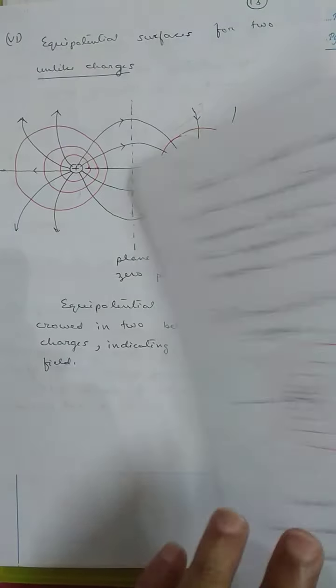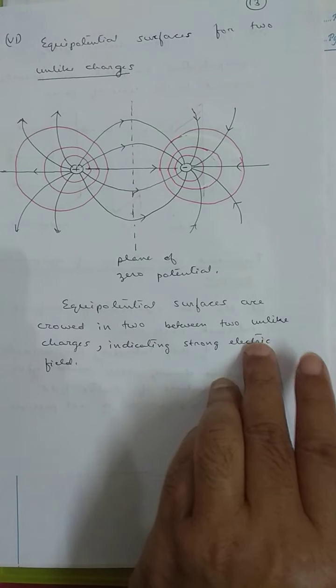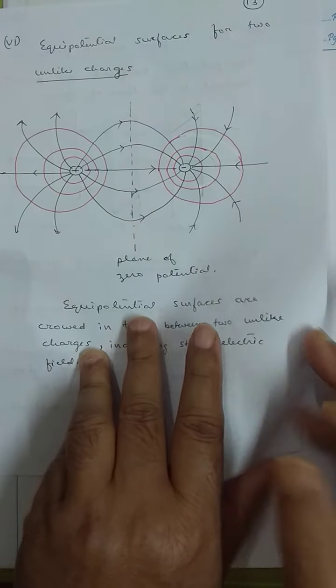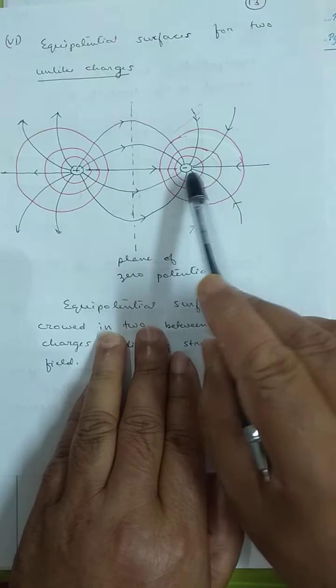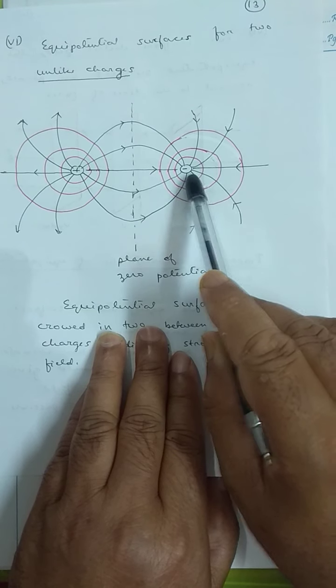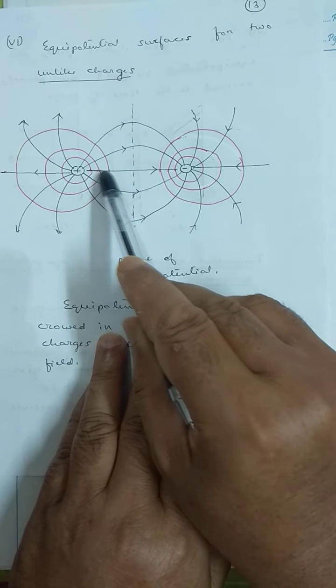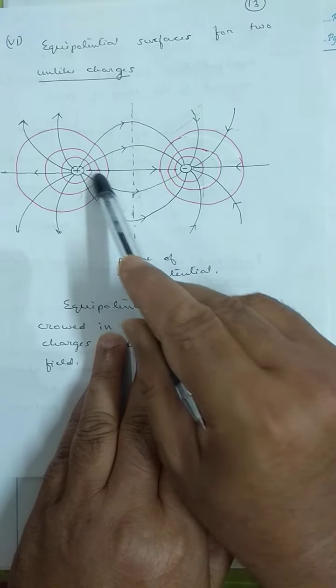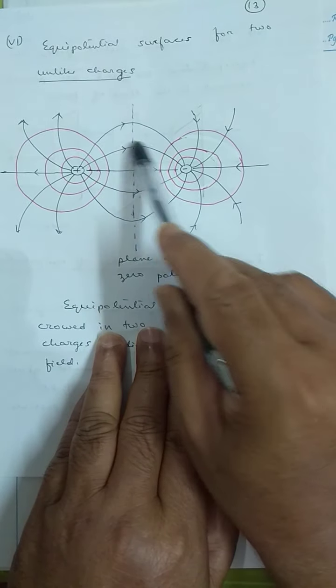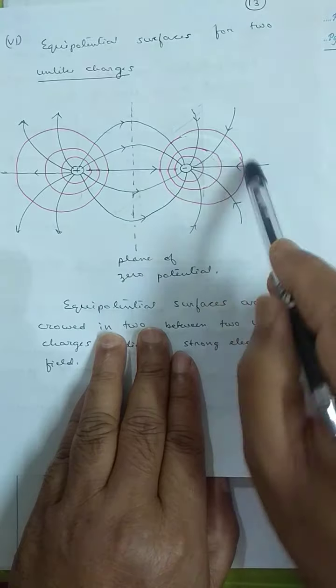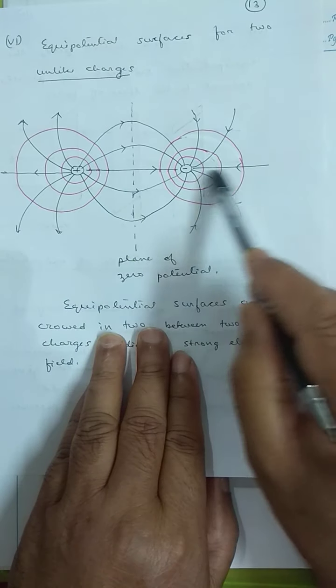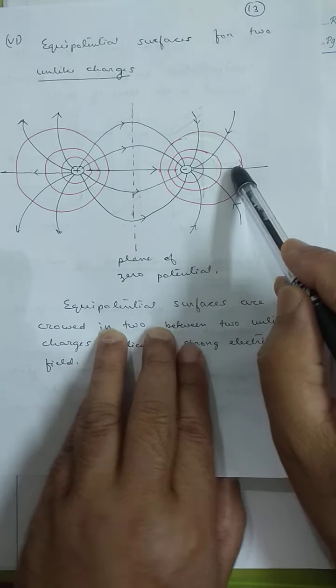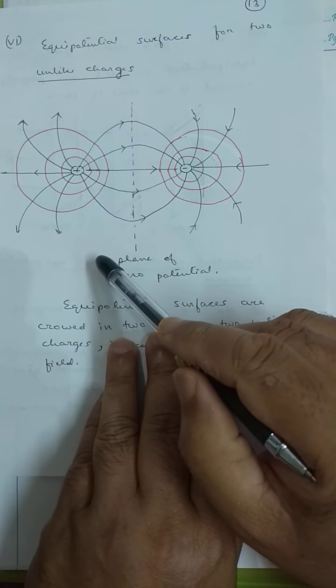Next, we want to draw the equipotential surface for two unlike charges. This is positive charge, this is negative charge. You just see equipotential surfaces are crowded in between the two charges. Why? Because electric field is strong here. And at these two ends, you just see equipotential surfaces are separated. Why? Electric field is weak here.